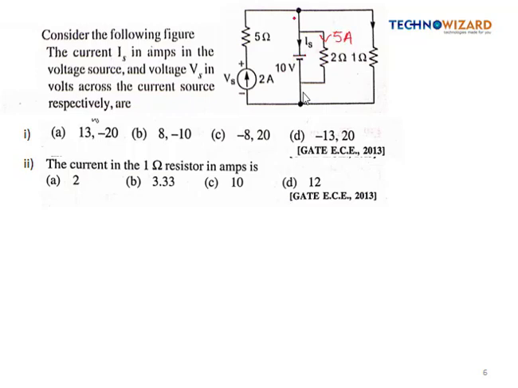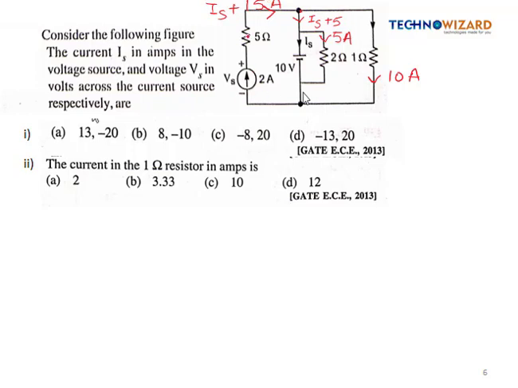So from here the current entering will be IS plus 5. Now this 1 ohm is also connected in parallel with the 10 volt. So the current in the 1 ohm resistance, because this is in parallel with the 10 volt, will be 10 ampere. So applying the KCL at this node, here current 10 ampere is flowing and here IS plus 5. So it will be simply IS plus 15 ampere.